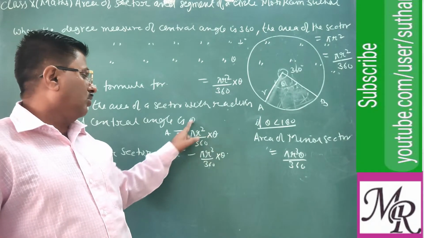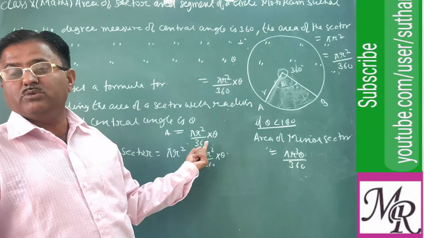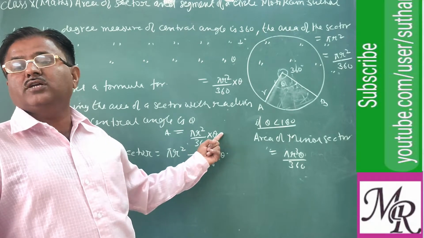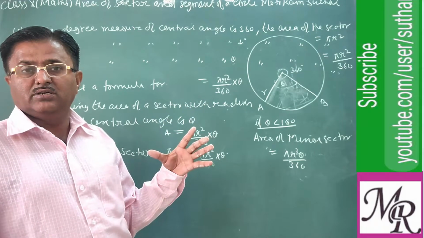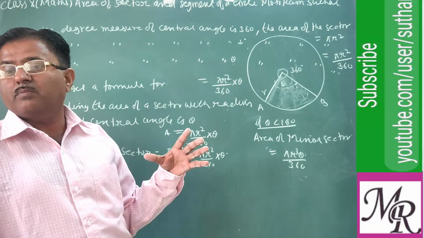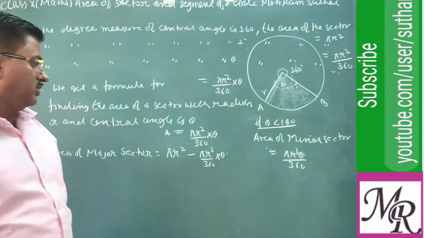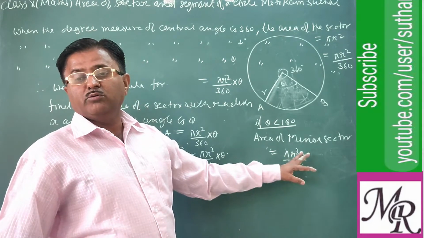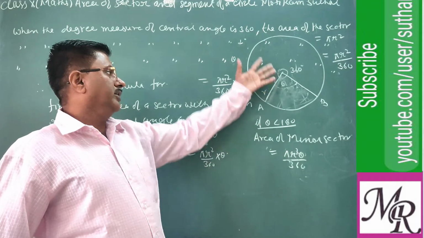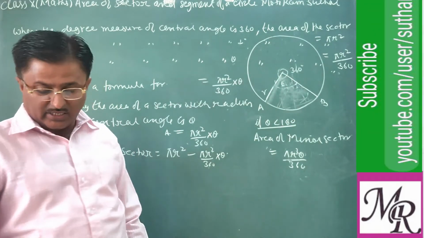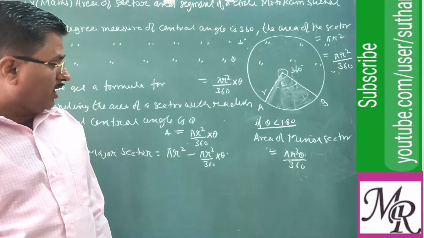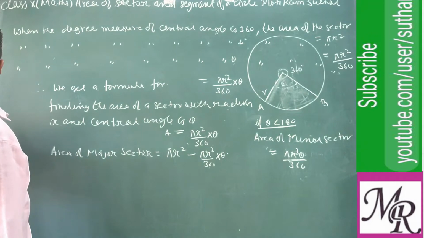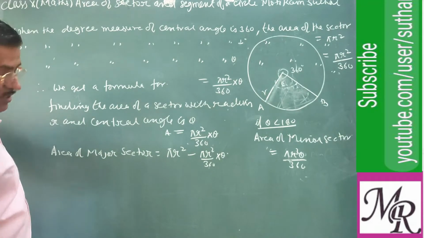That's why we have only one formula, and that is also easy because you know the area of a circle is pi r square, which we are multiplying by theta upon 360. So for minor or major you can use this if theta is given. If you want to find the other part, then area of a circle minus area of the given one. If minor is given, then subtract the minor, and if major is given, then you have to subtract the major one.